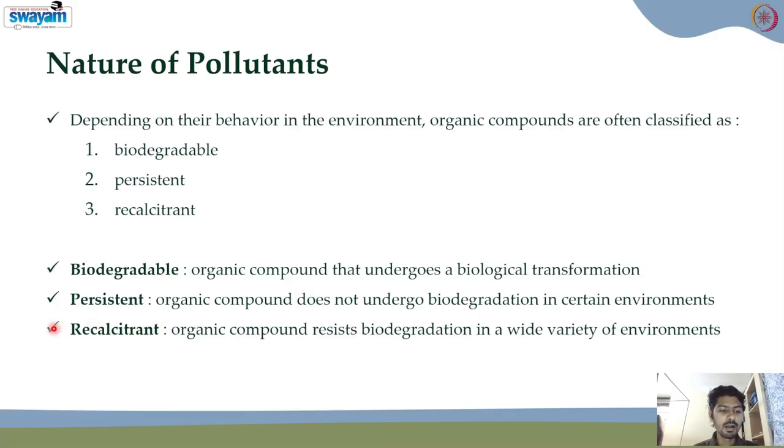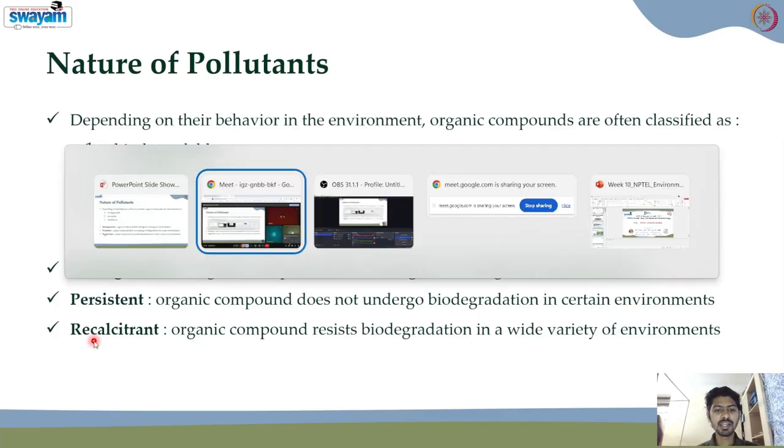So this is very hard to degrade. Otherwise, it is very resistant to biodegradation. For example, you can take plastics or polychlorinated biphenyls. So these are complex and recalcitrant in nature.